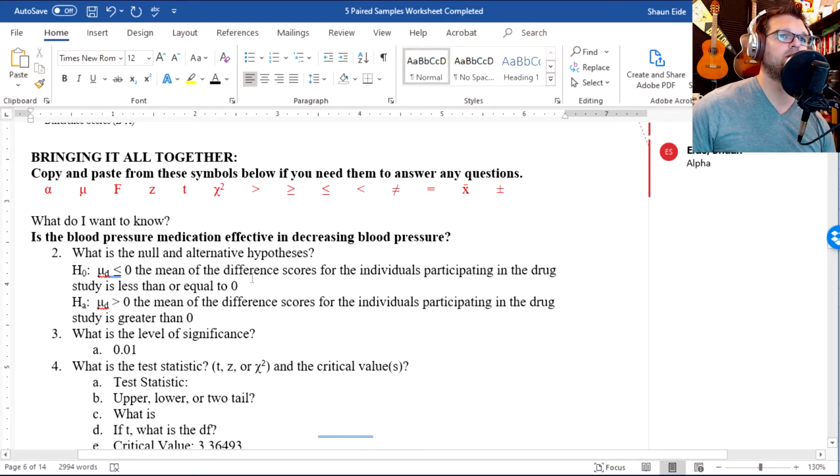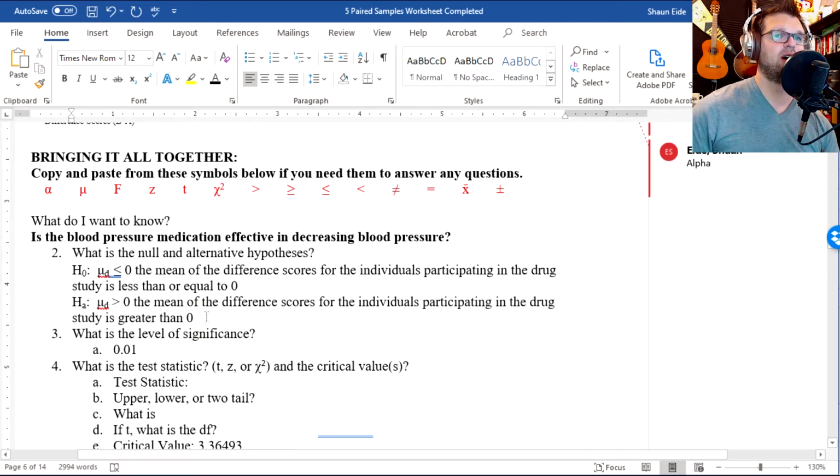So the mean of the difference scores for the individuals participating in the drug study is less than or equal to 0. And then the alternative hypothesis is that the mean difference is going to be greater than 0. In other words, the mean of the difference scores for the individuals participating in the drug study is greater than 0.